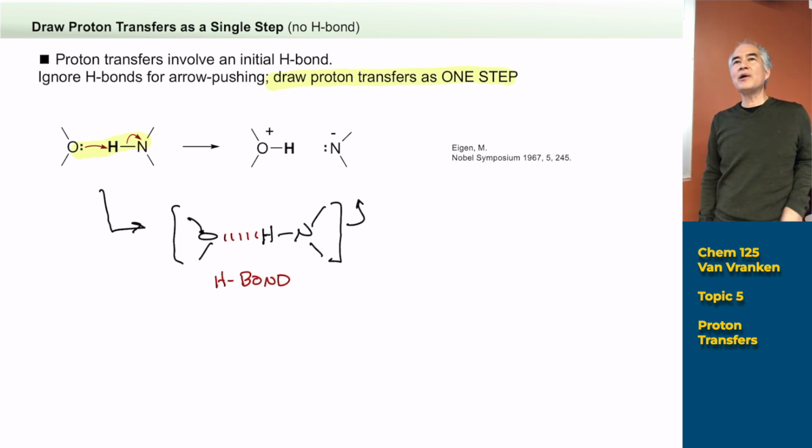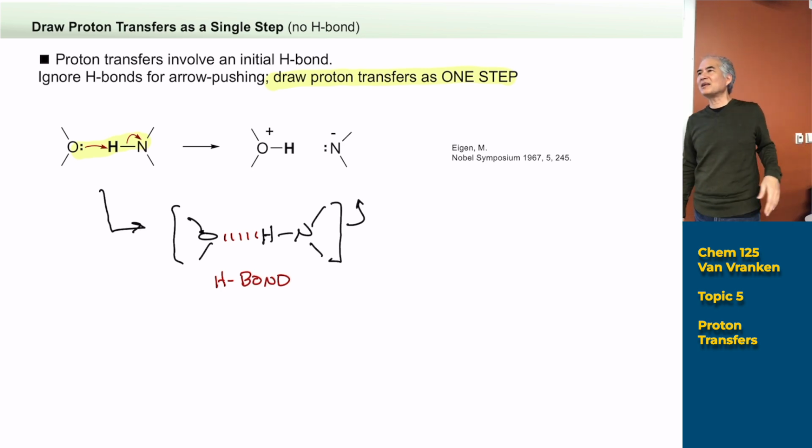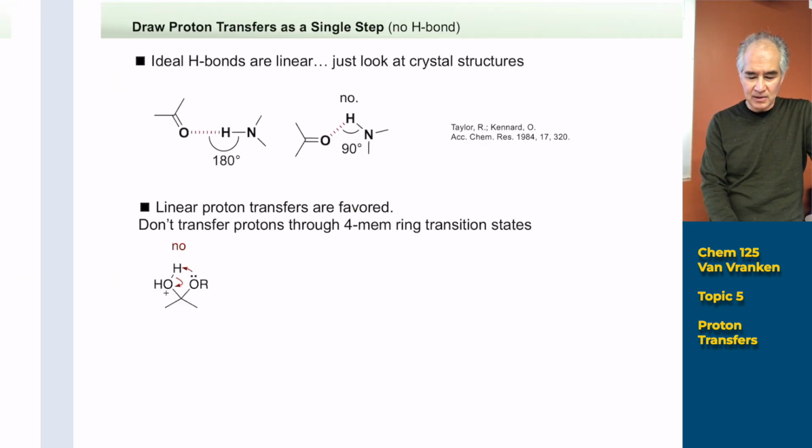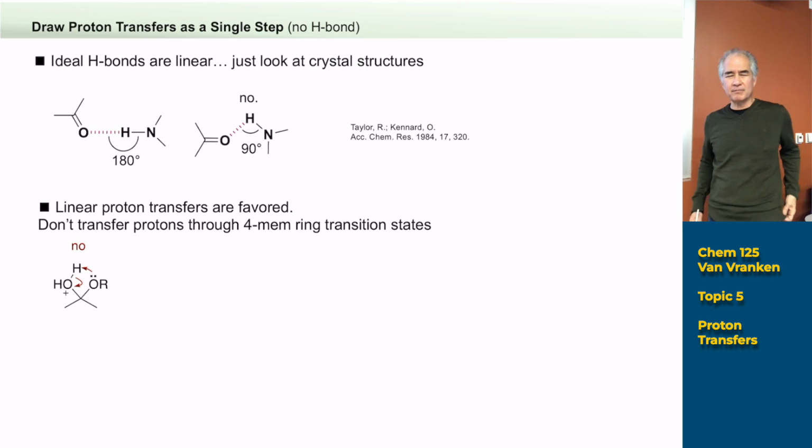So why am I showing you this proton transfer if we're not doing it for arrow pushing? Because once you recognize that hydrogen bonds are important, it imposes limitations on what geometries are good and which proton transfers are plausible and which proton transfers are not plausible.